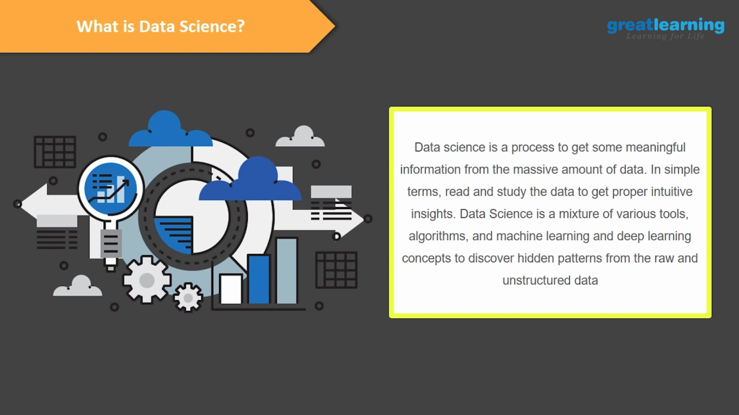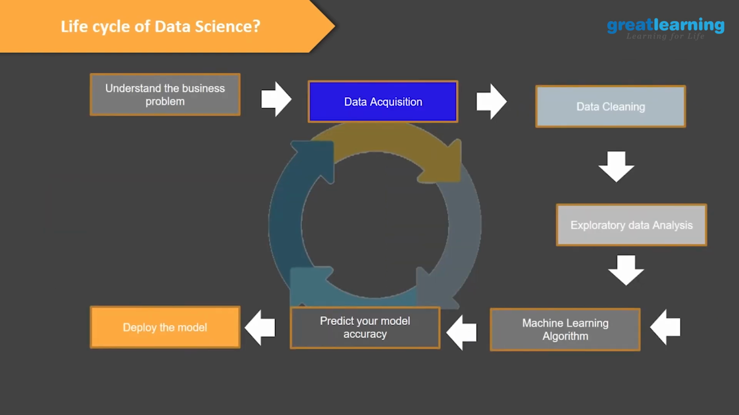Data science is a mixture of various tools, algorithms, machine learning and deep learning concepts to discover hidden patterns from the raw and unstructured data. Now let's have a look at what is the life cycle of a data science.